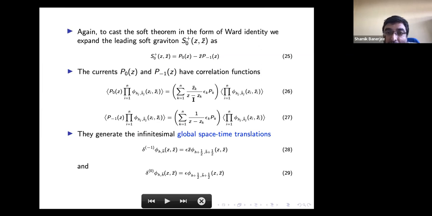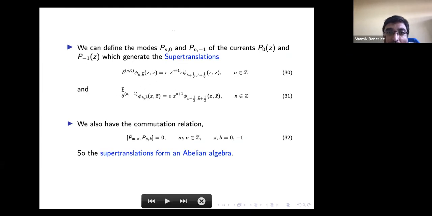So that gives rise to an infinite dimensional algebra. And now we can define the modes of these currents P0Z and P minus 1Z, which you write as P_n^0 and P_n^{-1}, and they have this particular form. So you just multiply them. So they are the generators of the super translations. Okay. So delta n0 is this, and delta n minus 1 has this particular form. And as you know, this super translation, they form an abelian algebra.